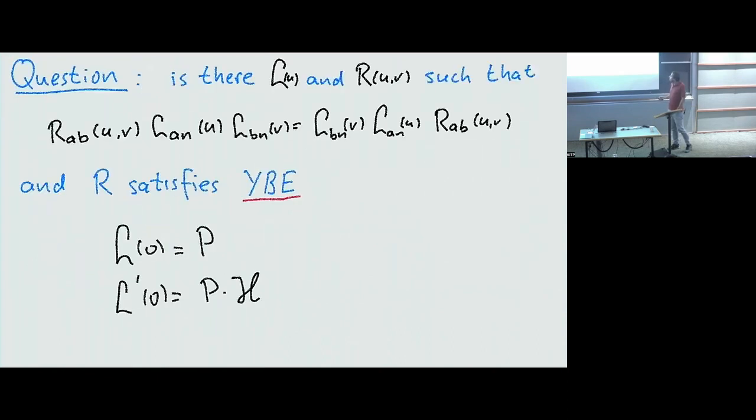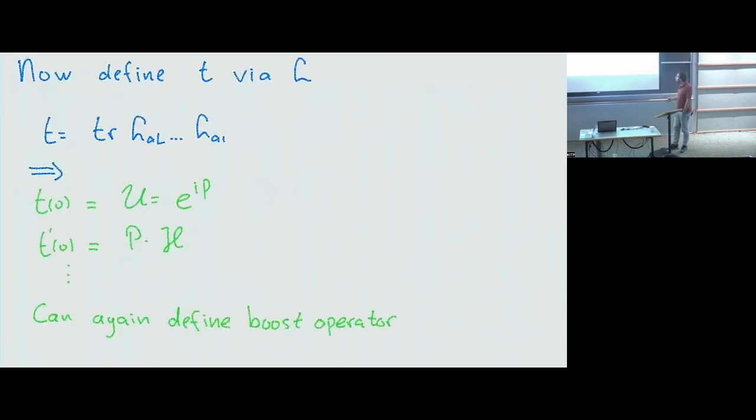Okay, so the question is, if someone gives you a Hamiltonian, can you find the Lax operator and an R matrix so that the fundamental commutation relations are satisfied and the R matrix satisfies the Yang-Baxter equation? And again, I restrict to nearest neighbor. So the Lax operator should go like the permutation to lowest order, and first order should give the Hamiltonian.